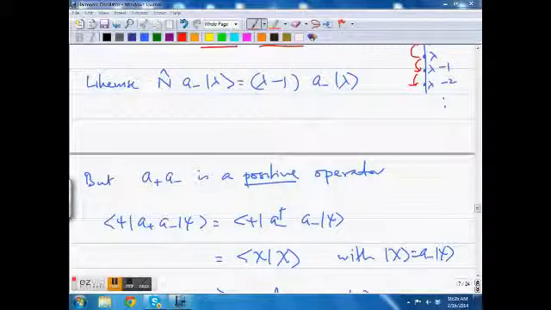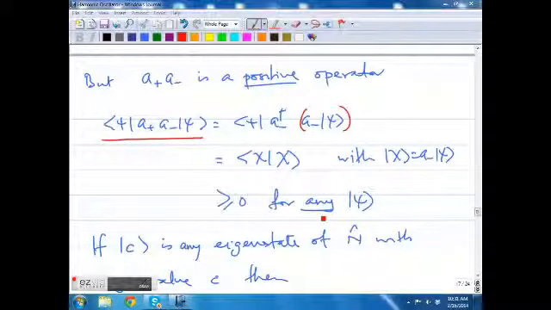Now, in this fashion it may look like I have an infinite number of eigenvalues lying above lambda, as well as an infinite number of eigenvalues lying below lambda, but this in fact can't be the case. The reason is that a plus a minus, which is a dagger a in the other notation I suggested, or the dagger of a minus multiplying a minus, is a positive operator. A positive operator is one whose expectation value in any vector or any state is positive. Another definition is that all its eigenvalues have to be positive.